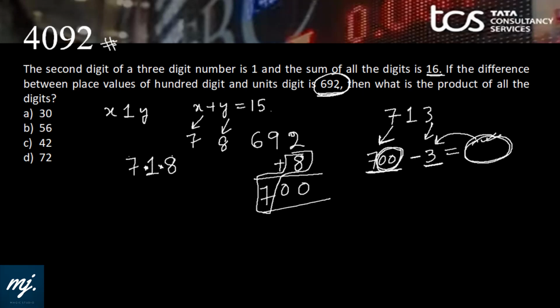What is the product of all the digits? Product of all the digits is 7 into 1 into 8. That is 56. Mark option B and move on.